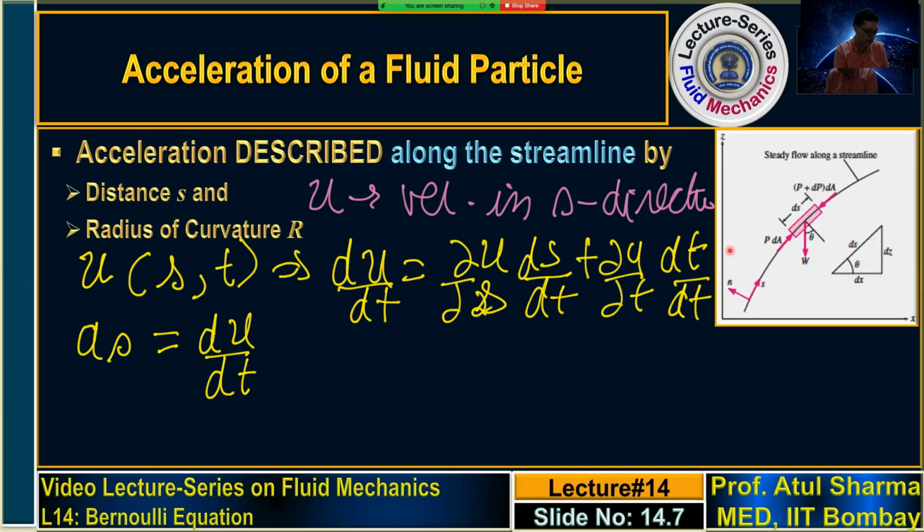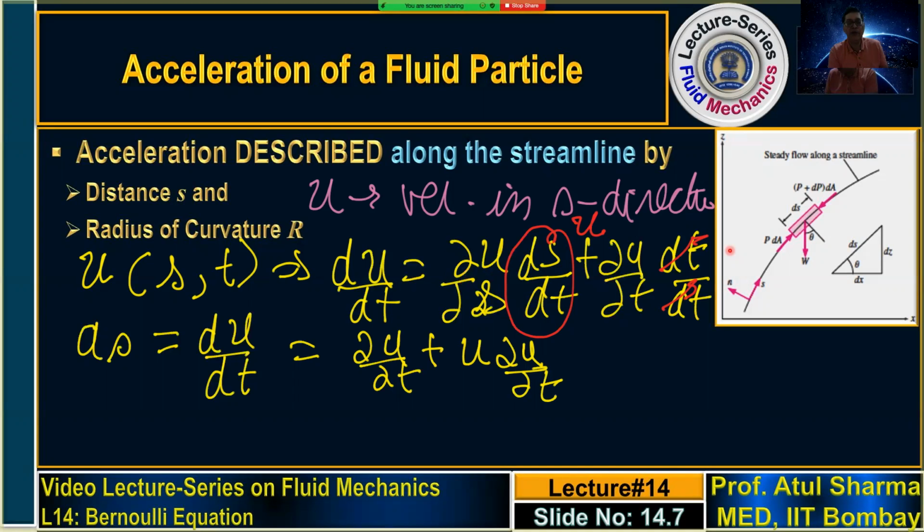Now this du by dt, if you divide this by dt as shown here, the dt cancels, and this ds by dt is equal to the velocity u. So you get del u by del t plus, from here we have got del u by del t, and this term is given by u del u by del s, which is as shown here.